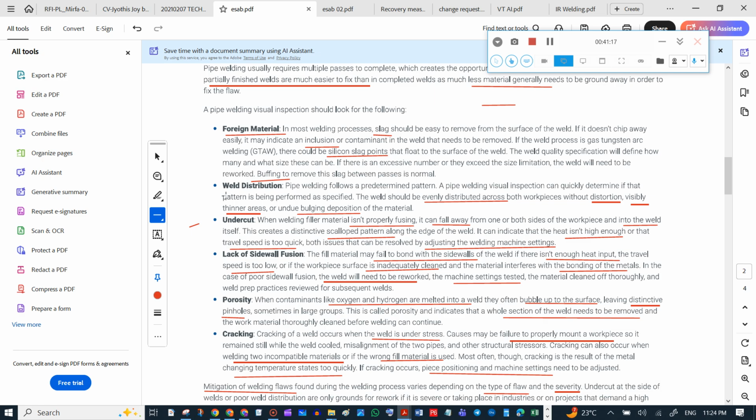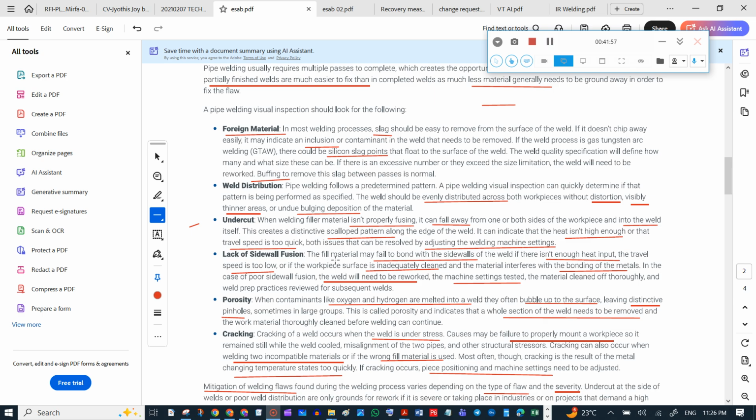The weld distribution. A pipe welding inspection can quickly determine if the pattern is performed as specified. It should be evenly distributed across both workpieces without distortion. Visibly thinner areas and undue bulging deposition of the metal should be avoided. So weld distribution is important because it should be evenly distributed without distortion, and it should follow a predetermined pattern.